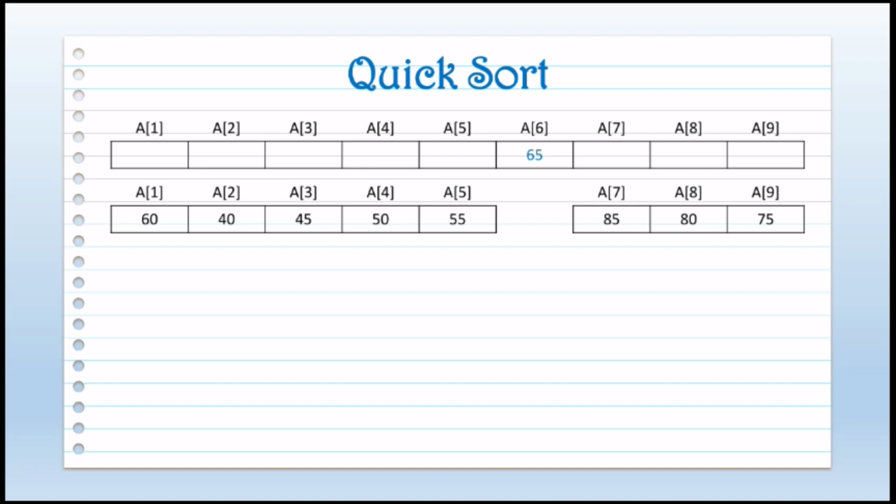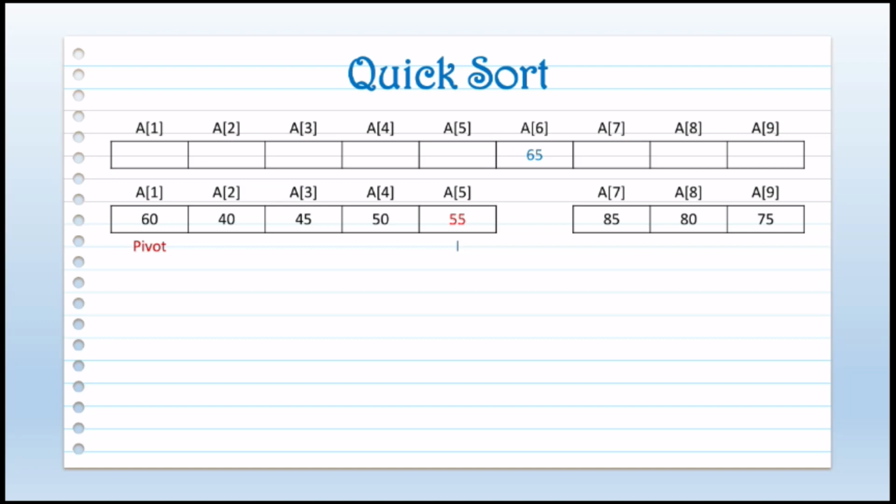So in the first array, we will consider the first element as pivot element, and we will start comparing from the left hand side. So is 40 greater than 60? No, the condition is false. So go for the next element. Is 45 greater than 60? No, again the condition is false. Go for the next element. Is 50 greater than 60? No, again the condition is false. Go for the next element. Is 55 greater than 60? No, again the condition is false.